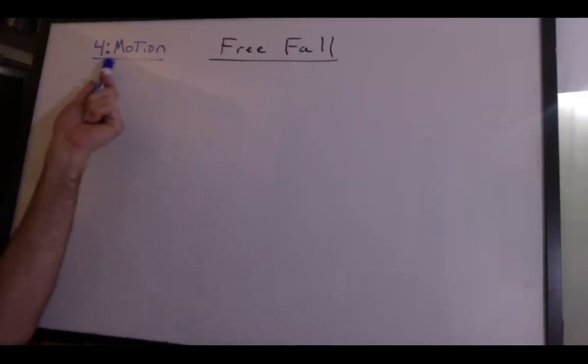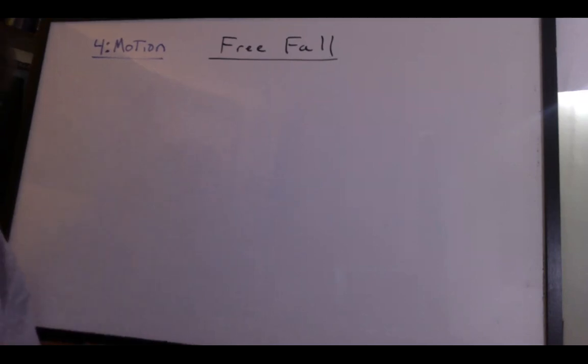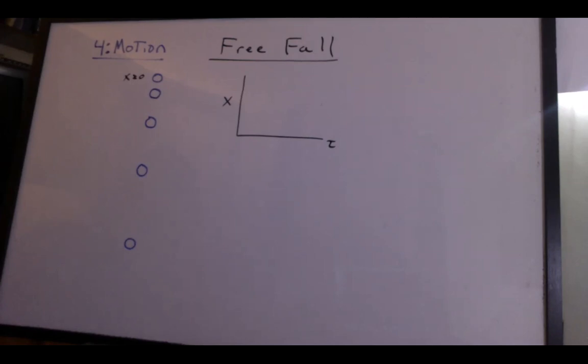All right, we're still in chapter 4, studying motion, but now we're specifically going to talk about free fall. We drop an object and we can see by the spacing that it is increasing speed. You might recall we did a lab on this. We dropped the ball about 1 meter, slow motion video.